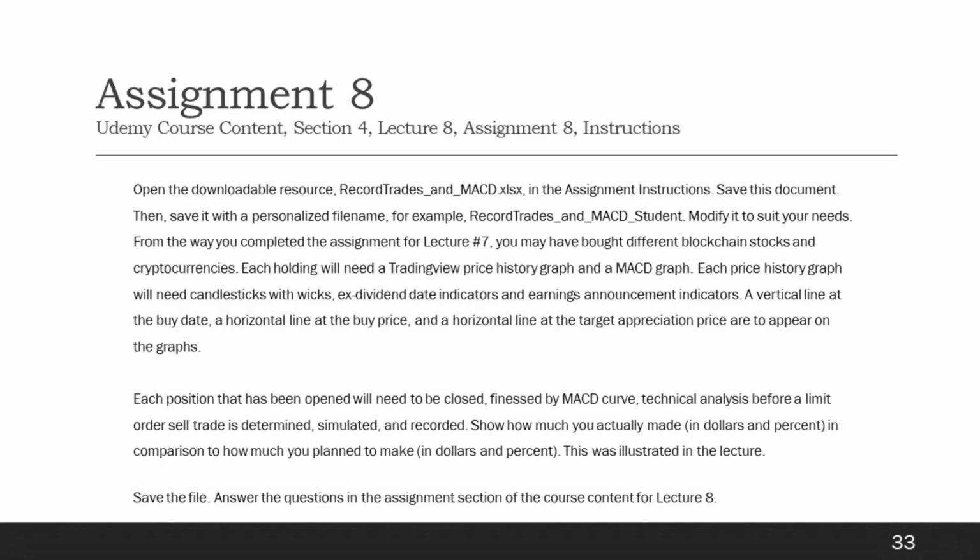Each position that has been opened will need to be closed, finessed by MACD curve technical analysis before a limit order sell trade is determined, simulated, and recorded. Show how much you actually made in dollars and percent in comparison to how much you plan to make in dollars and percent. This was illustrated in the lecture. Save the file, answer the questions in the assignment section of the course content for Lecture 8.